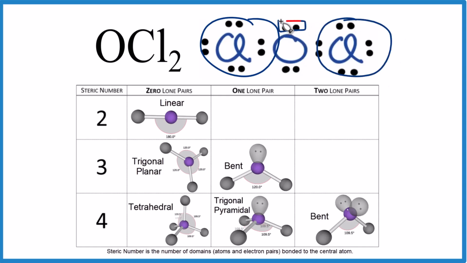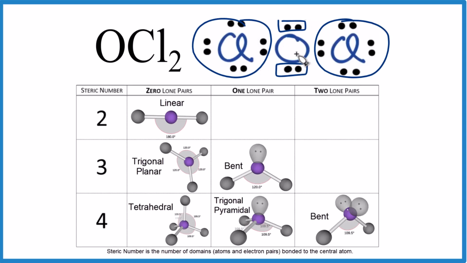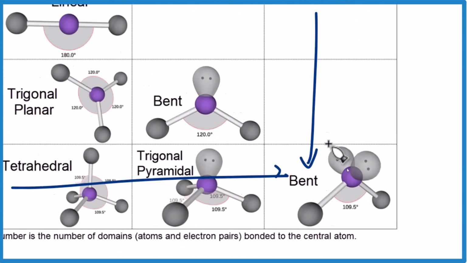But these right here, these are lone pairs, and they occupy space. They have volume, so they're going to repel just like the atoms do. We count up the things bonded to the central atom: 1, 2, 3, 4. That's our steric number. And remember, we have two lone pairs. That means we have a bent molecular geometry.